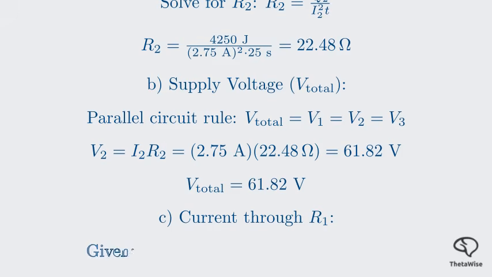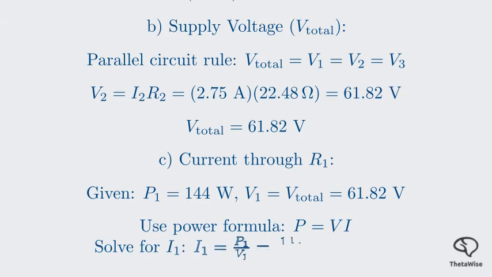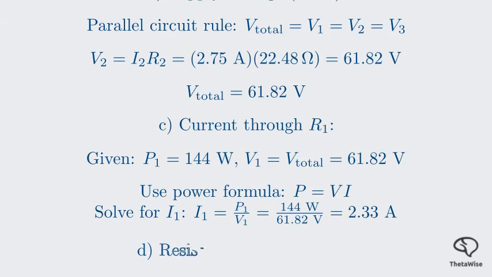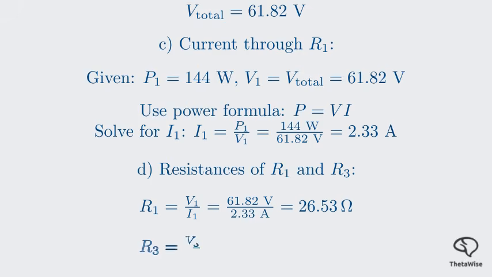We know the power for R1 is 144 watts, and the voltage across it is the supply voltage, 61.82 volts. Using the power formula P equals V times I, we can find I1 by dividing 144 by 61.82, which is about 2.33 amperes. With the current and voltage for each resistor, we can now find their resistances. For R1, it's 61.82 volts divided by 2.33 amperes, or 26.53 ohms. For R3, it's 61.82 volts divided by 3.6 amperes, which is 17.12 ohms.